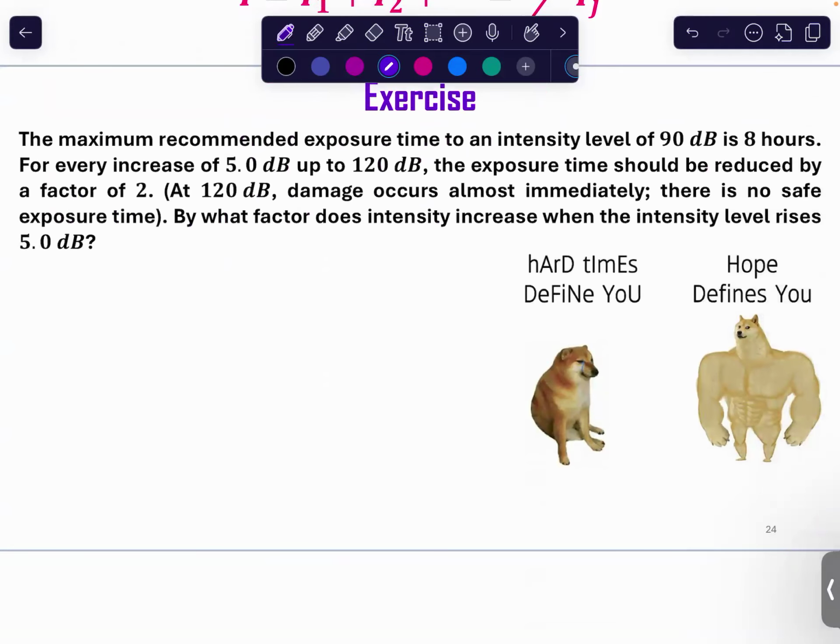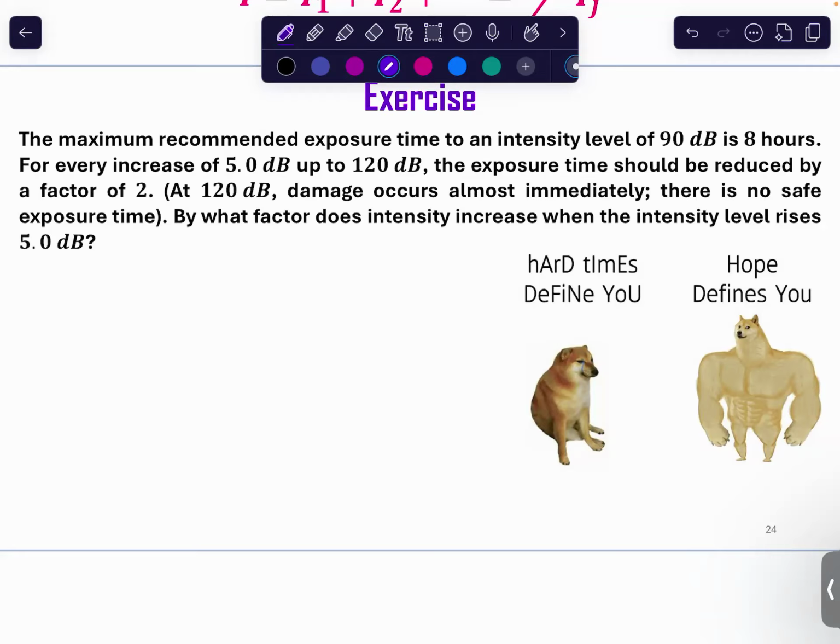The maximum recommended exposure time for an intensity level of 90 decibels is 8 hours. For an increase of 5 decibels, up to 120 decibels, exposure time should be reduced by a factor of 2. At 120 decibels, damage occurs almost instantly. There is no safe exposure time. By what factor does intensity increase when the intensity level rises by 5 decibels?